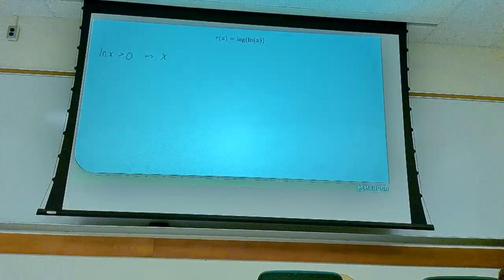That's what that means. But we're not done. Natural log of x means that x has to be what? So both of these statements must be true. X has to be positive and greater than 1. So let's write that.